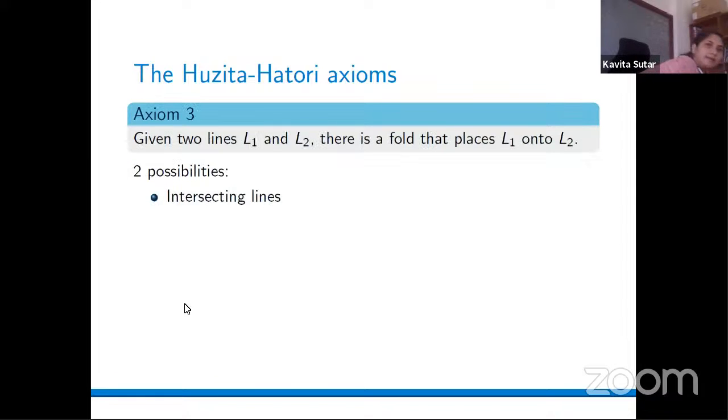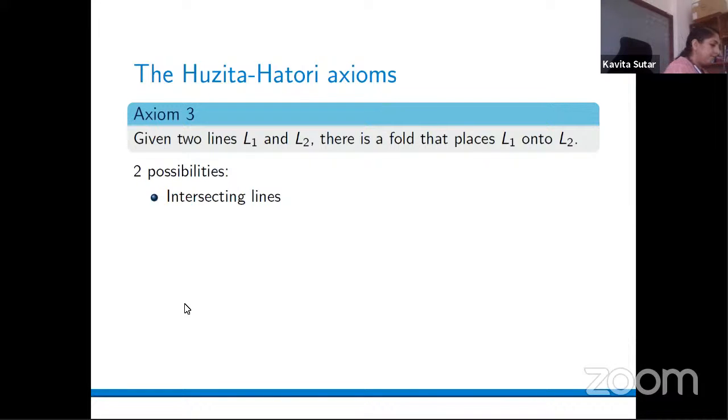Now, the third axiom says that given two lines L1 and L2, okay, so let me take another piece of paper here. And now it's saying that given any two lines L1 and L2, there is a fold that places L1 onto L2. Okay, so clearly we will have two cases. Since we are dealing with two lines here, one, that the lines are parallel or the lines are intersecting. So I'm considering first the case that the lines are intersecting.